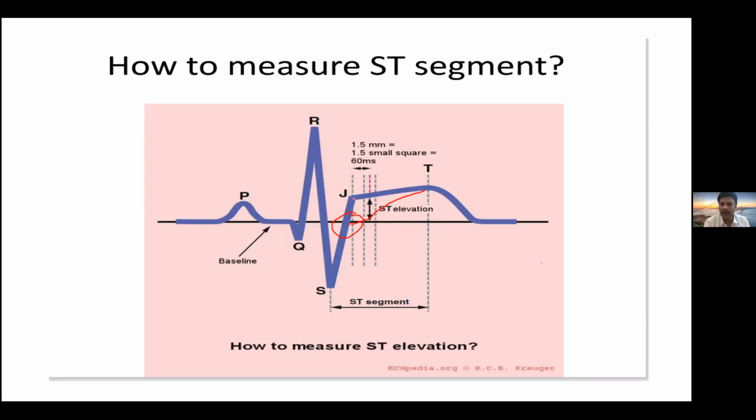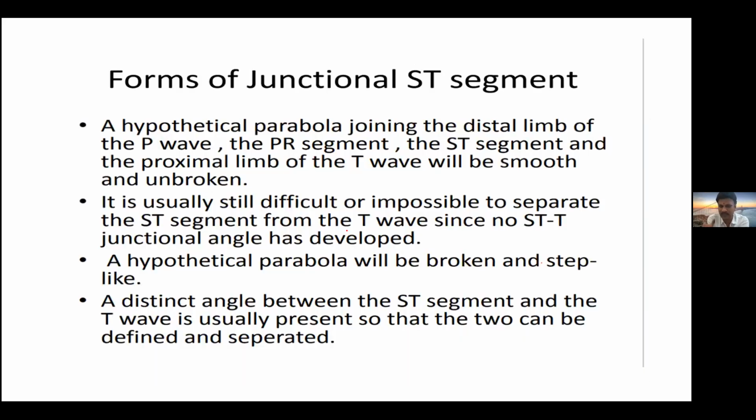Simple J point elevation: at the end of the QRS complex, you are supposed to have a J point here, and it should hug the baseline, and then gradually, after 2 small squares, there is an ST segment which goes up smoothly and comes down as a T wave. Right? This should be the normal happening. If it is not there and the elevation is happening, especially 1 to 2 small squares after the end of the QRS, then you call it ST elevation, J point elevation.